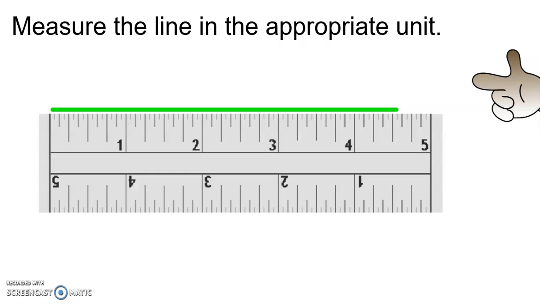So now we're going to measure in inches. Okay, so we have 4, and then we want to count how many lines this is. So that's the smallest line. So this is 1/16, 2/16, 3/16, 4/16, 5, 6, 7, 8, 9/16. So this is 4 and 9/16 inches.